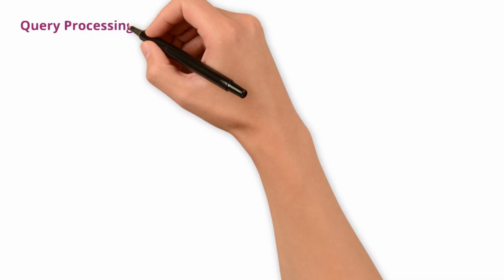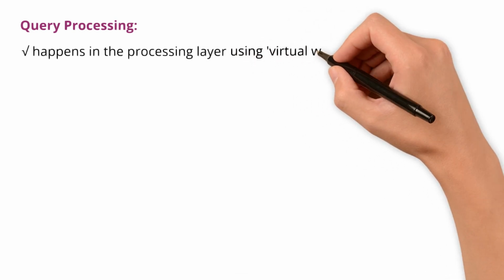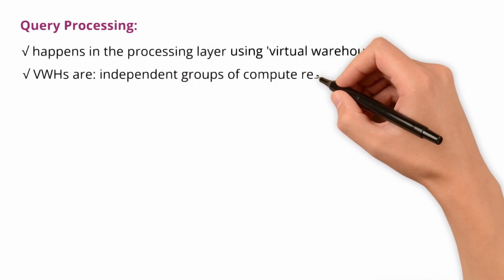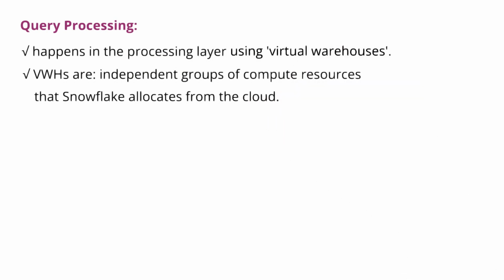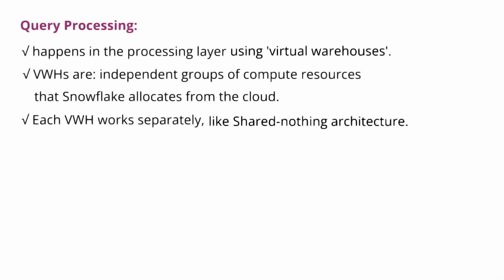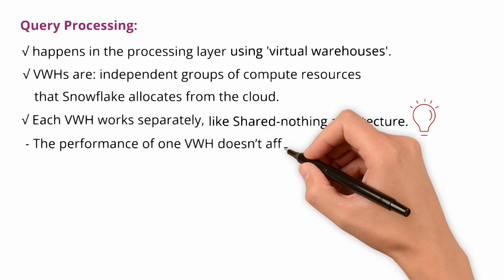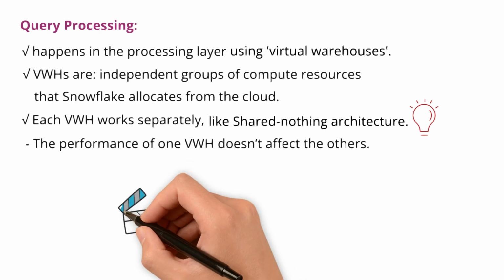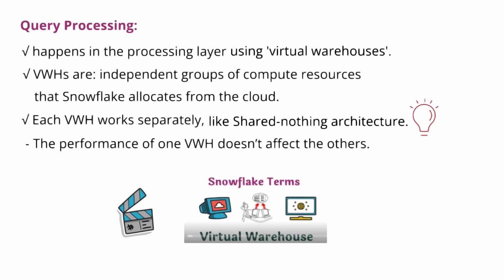Query processing. Query execution happens in the processing layer using virtual warehouses. These virtual warehouses are like independent groups of compute resources that Snowflake allocates from the cloud. Each virtual warehouse works separately like the shared nothing architecture. This means the performance of one virtual warehouse doesn't affect the others. There is a separate video explaining what a virtual warehouse is, so check that out for more details.